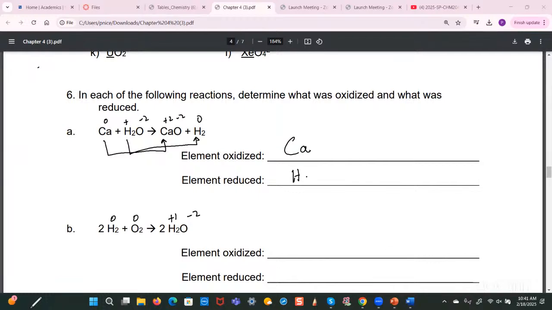So, which of the 2 elements, hydrogen or oxygen, is being oxidized? Hydrogen, exactly, because its oxidation number is increasing from 0 to +1, so H. What about being reduced? Well, obviously that would be the oxygen, right? Its oxidation number is reduced from 0 to -2.